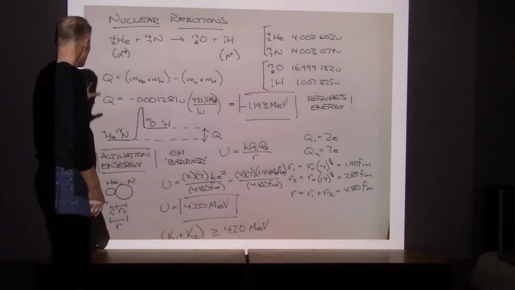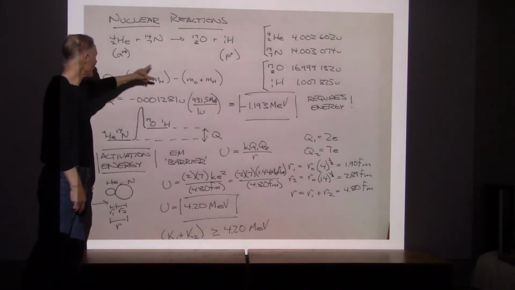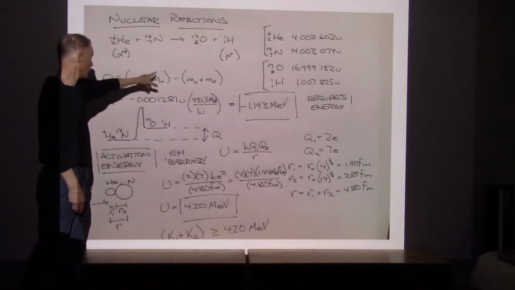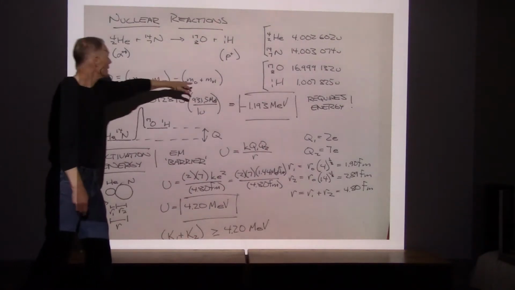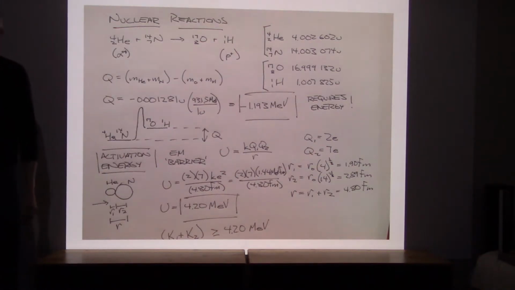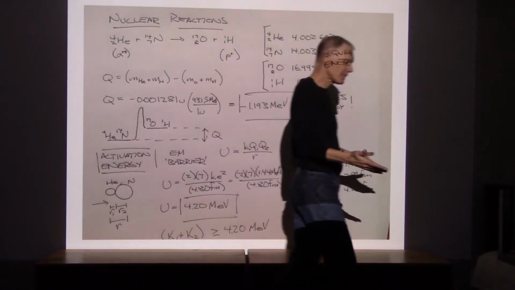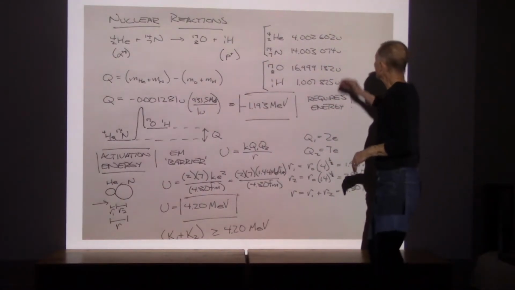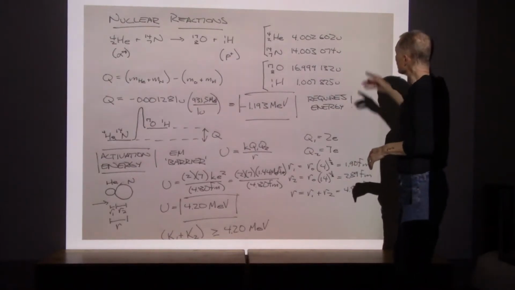So let's calculate a Q value for this. For this reaction, we can start with all the materials that are going into the reaction, take a look at their masses, and then we can take a look at the masses of the nuclei that are coming out of the reaction. So I've got to go to Appendix F or go online somewhere and look up the mass for each one of these isotopes. And so I looked them all up.